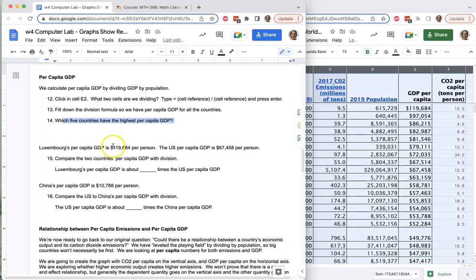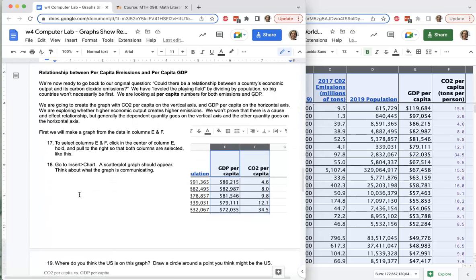Luxembourg's per capita GDP is almost 120,000. US is 67,000. So Luxembourg's GDP is about blank times the US per capita GDP. You're comparing with division. And then you can do this again between the US and China.